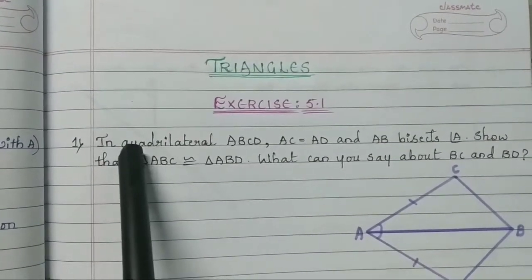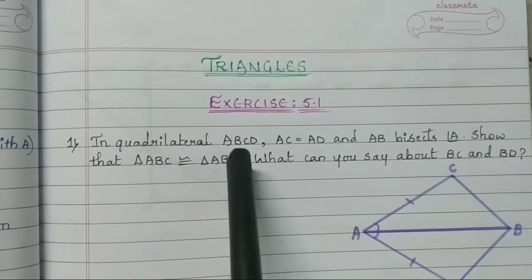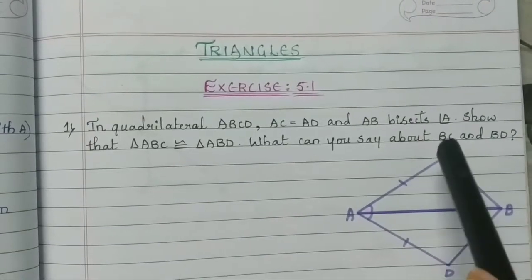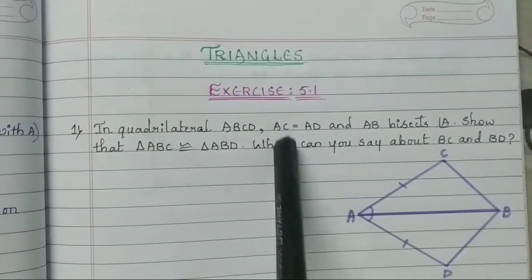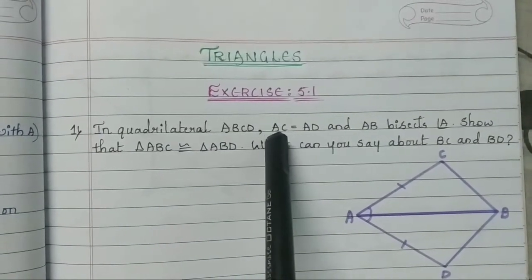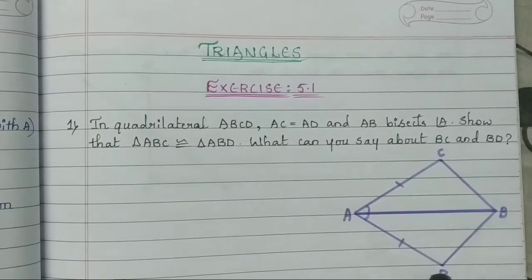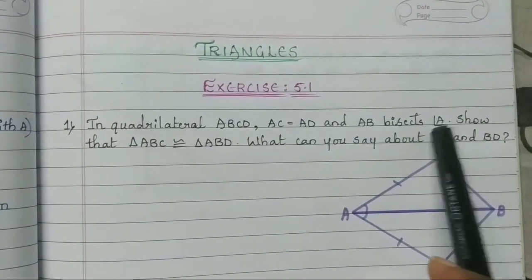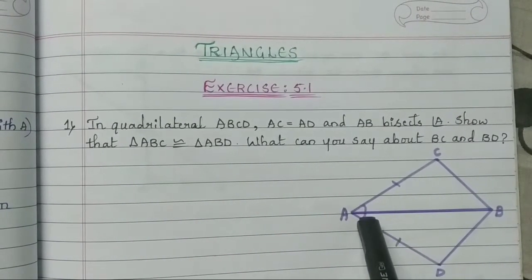So let's start with the video. The first question is in quadrilateral ABCD. You can see a diagram is given. This is a quadrilateral A, B, C and D, where there is a condition that AC is equal to AD, and AB bisects the angle A. So this is the line AB which is bisecting this angle A.